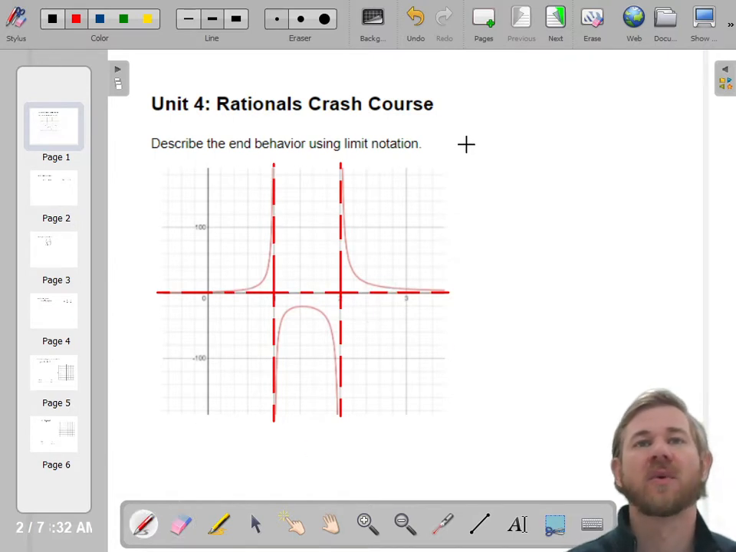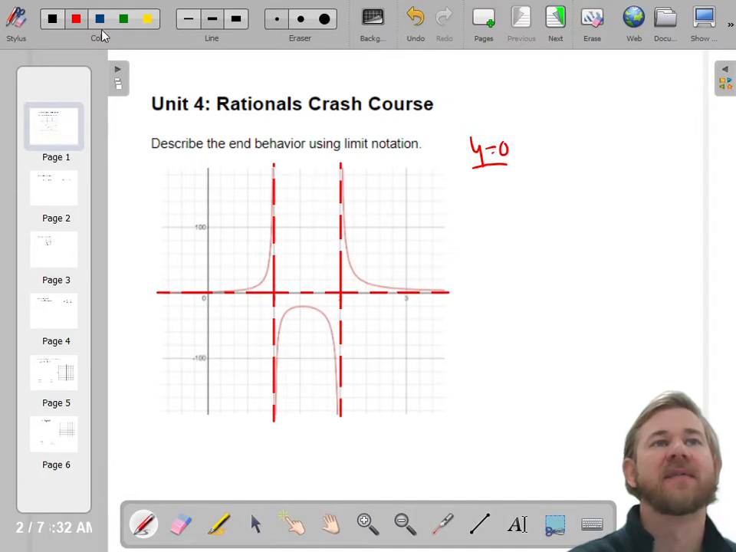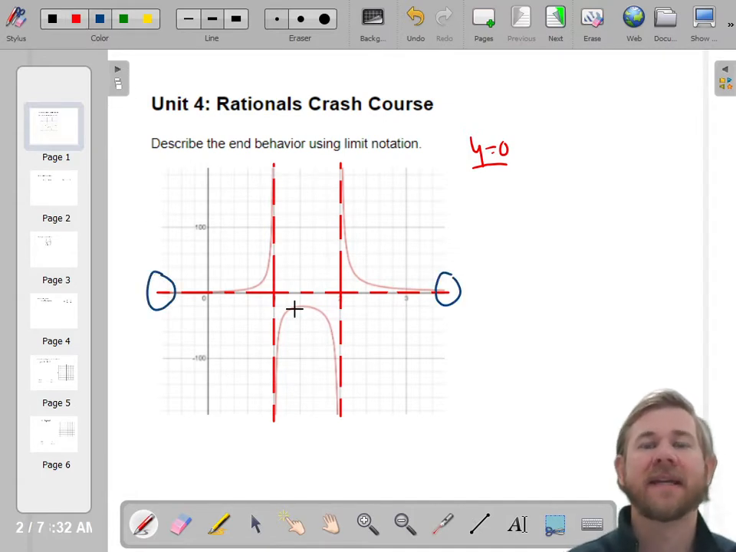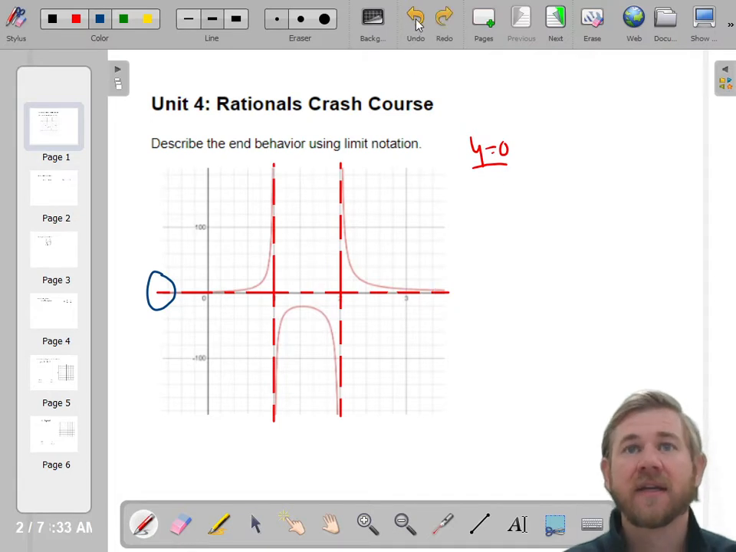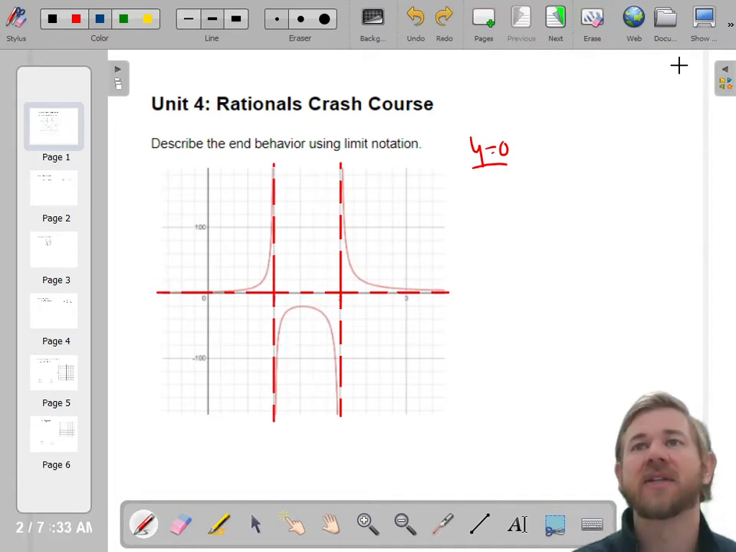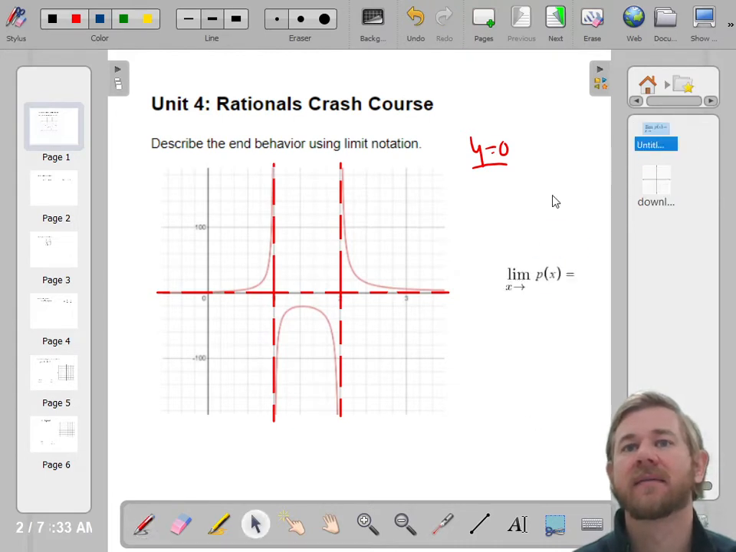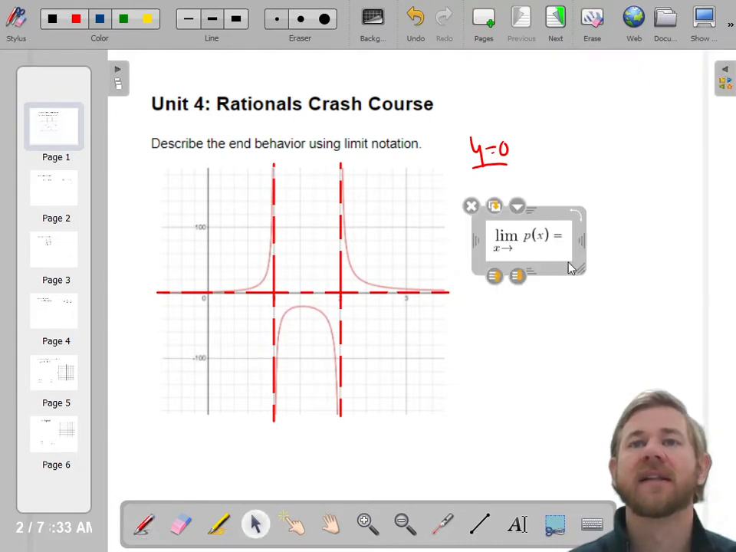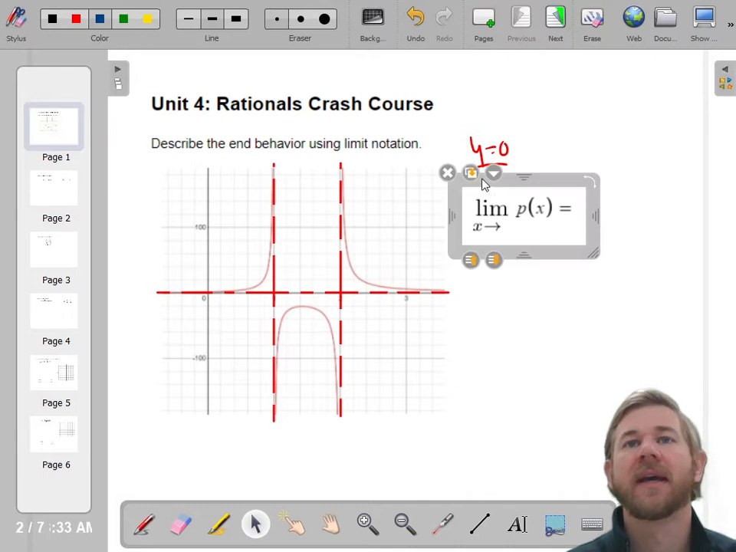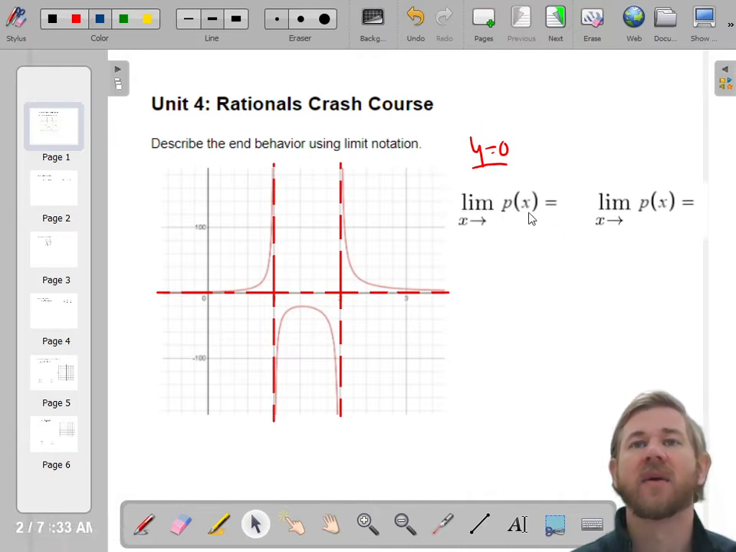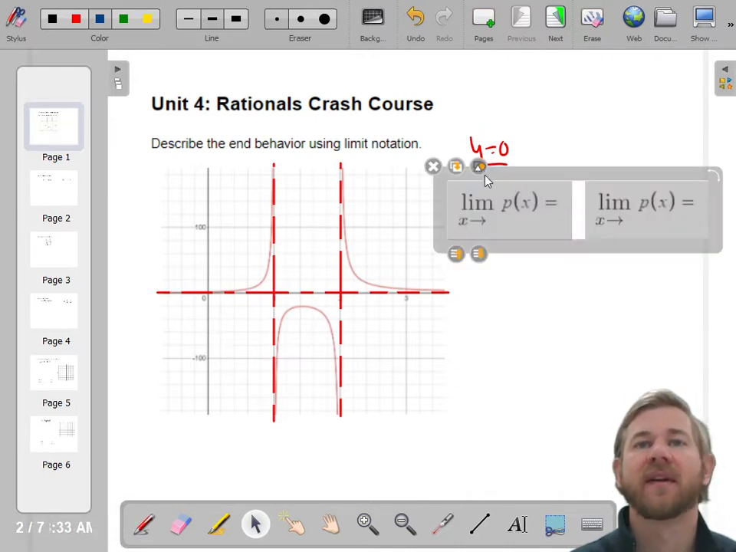Let's start off with the horizontal, so y equals 0. For the horizontal asymptote, I'm specifically talking about what's happening as the function leaves my viewing window on the left and the right side. So remember, when you're doing limit notation, you're always going to have something that looks like this, where you're going to say the limit of the function equals, and you're going to say as x does what, what does y do?